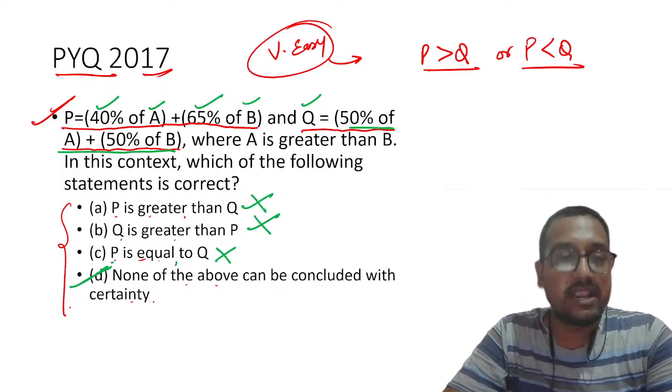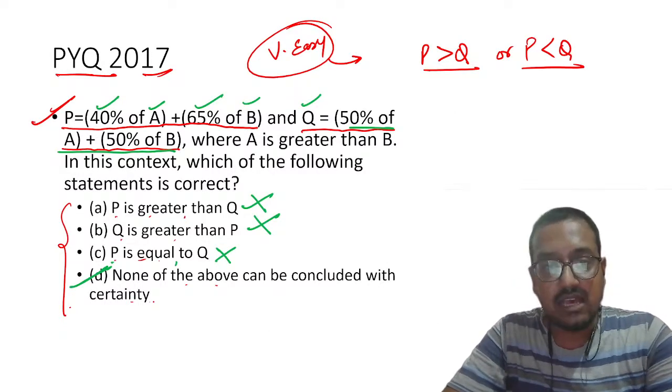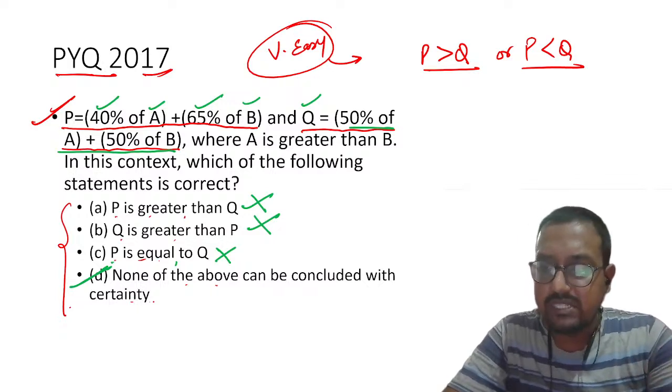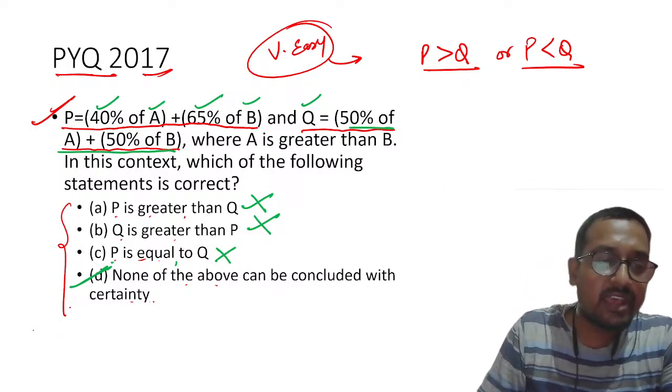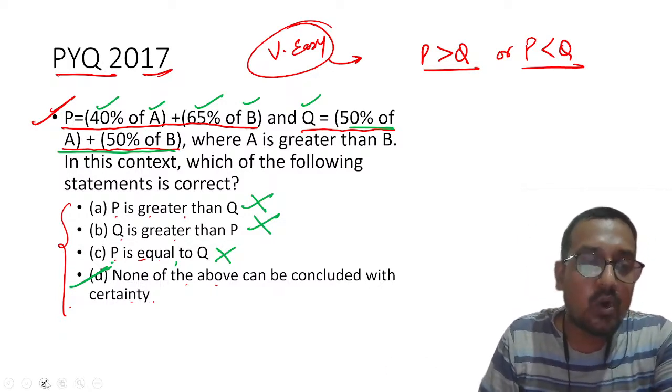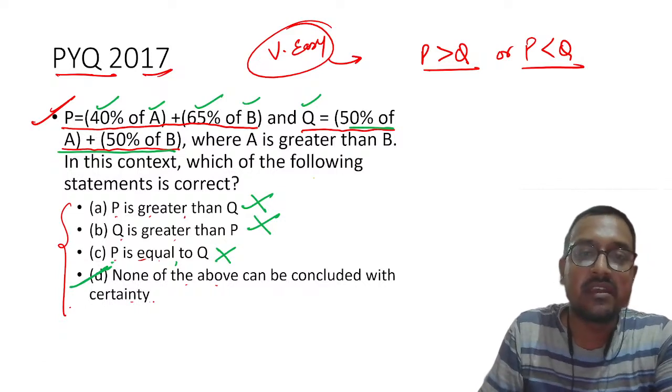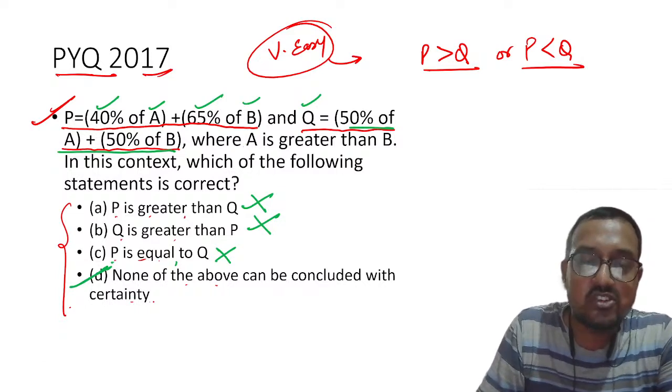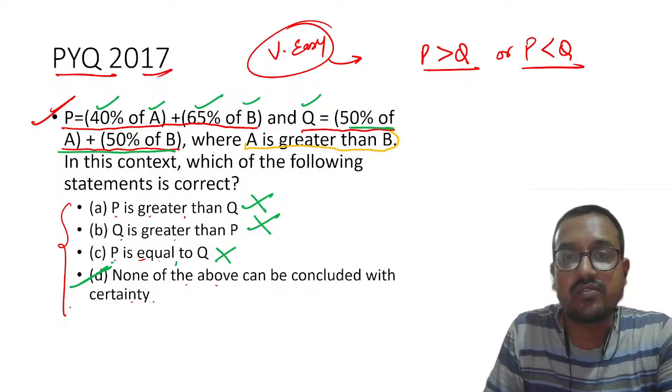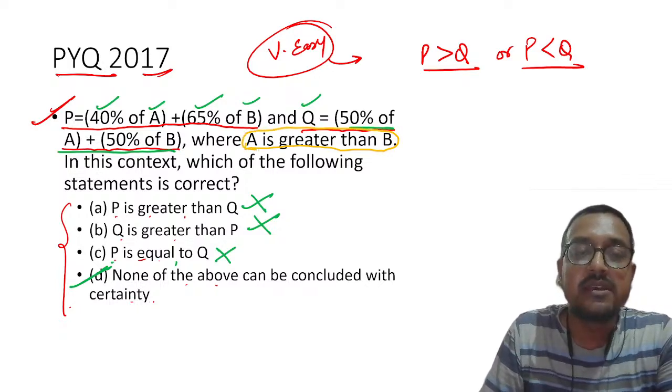But before moving ahead, my dear students, in the last class, I made a very small mistake. When I was reading, and I recommend you all not to make the same mistake, I misread, or actually I skipped this part of the question: A is greater than B.